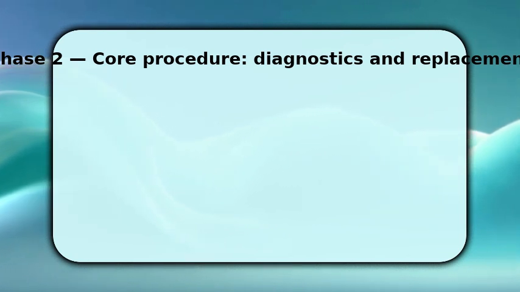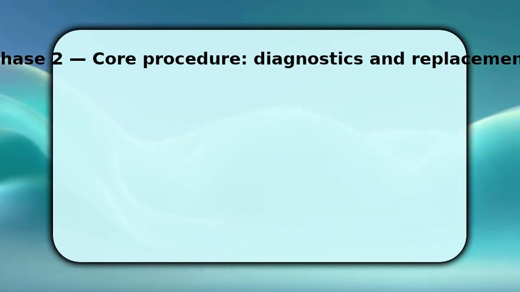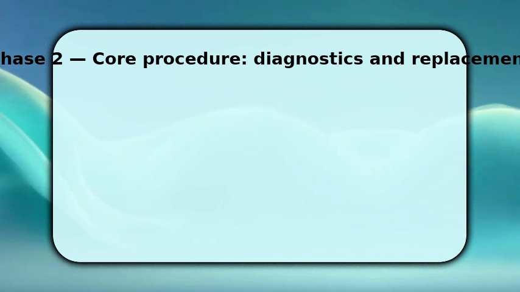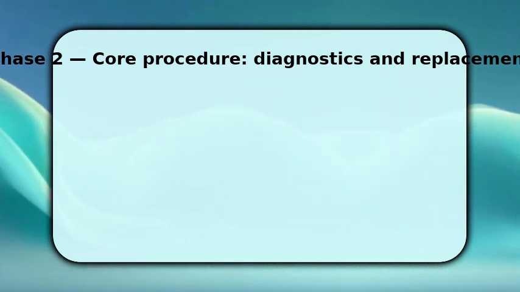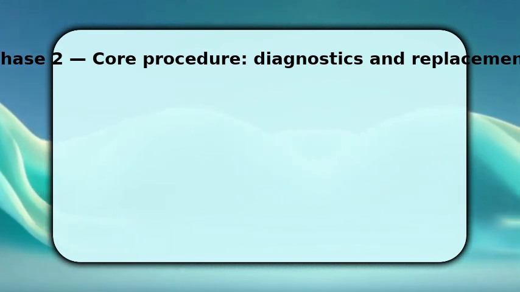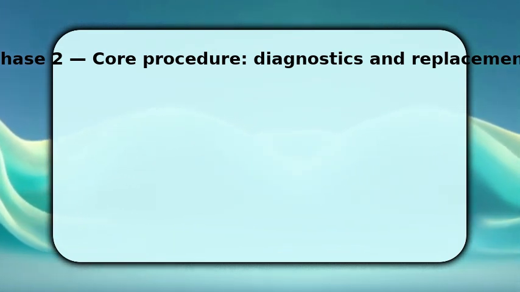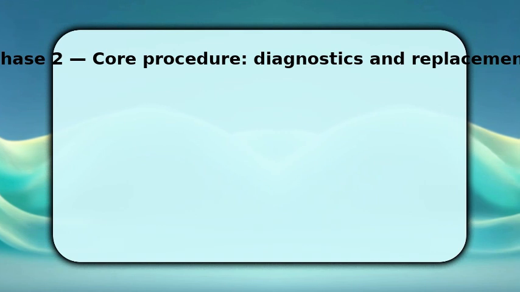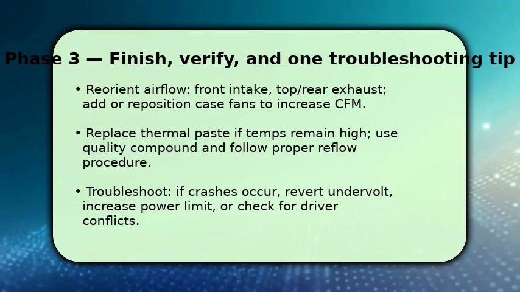Next, lower the GPU power limit by small increments, start at -5%, and run a stress test to verify stability and temperature improvement. If available, apply a modest undervolt using the curve editor. Change voltages in small steps and test each setting for stability.